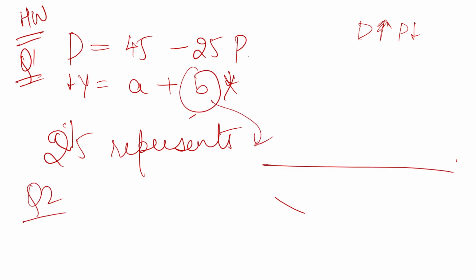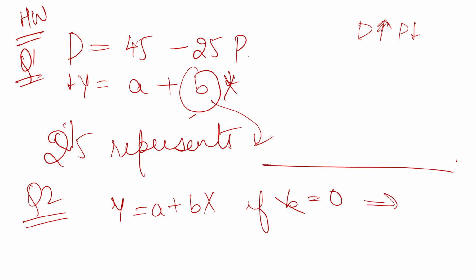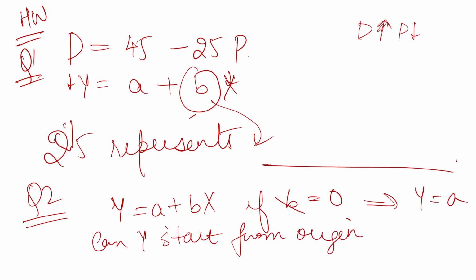Question number 2. In y = a + bx, if b is equal to 0, that means y is equal to a. Is that right? So can y start from the origin? I want your thoughts on this question in the comment section.